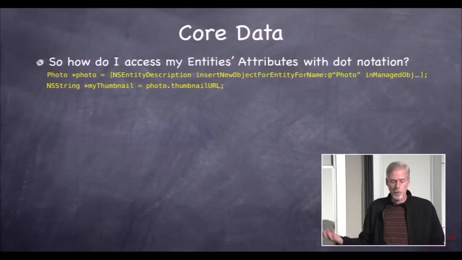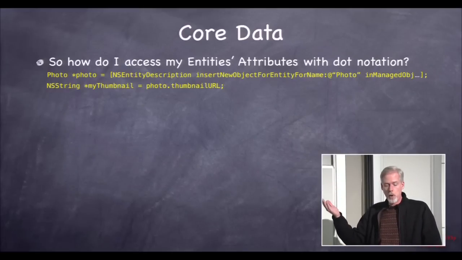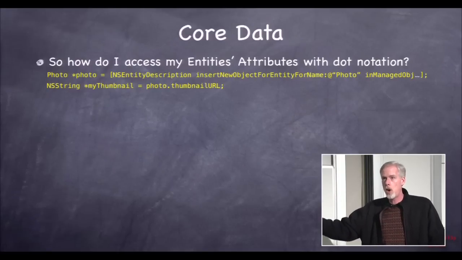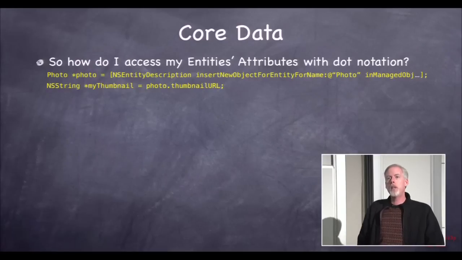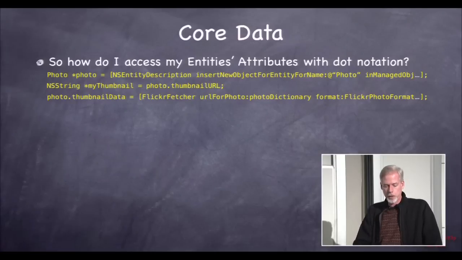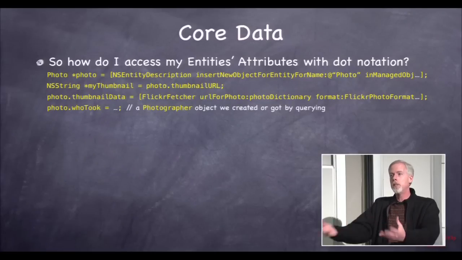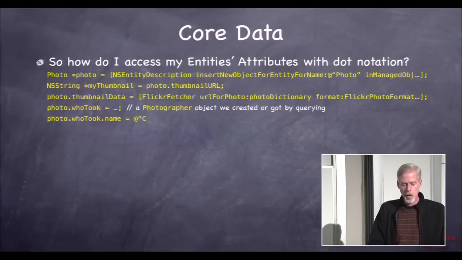Well, just using normal dot notation. So for example here, I say Photo star photo equals NSEntityDescription insertNewObjectForName photo inManagedObjectContext, instead of NSManagedObject star that. And so now I can say my thumbnail equals photo.thumbnailURL because that's now a property on that thing. Or I can say photo.thumbnailData equals FlickrFetcher get the data. Or I can say photo.whoTook equals some photographer star that I got out of the database by querying or something.